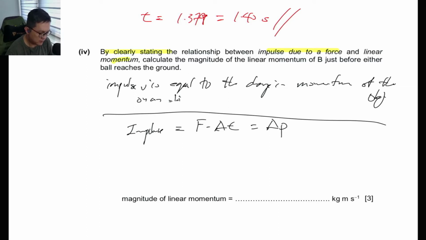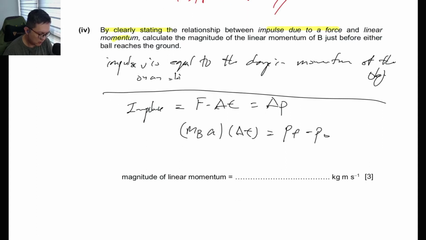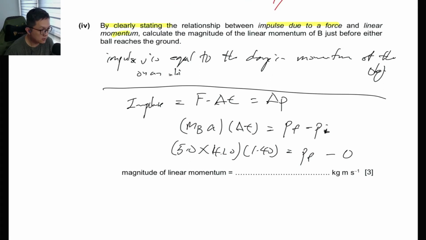To find this F, this is just the mass of B multiplied by acceleration, times delta t, and this is p_f minus p_0. So this will be 5.0 times 4.20 times 1.40 equals p_f. The initial momentum is just 0, so this is just minus 0. Once you have this, you can go and solve for p_f.